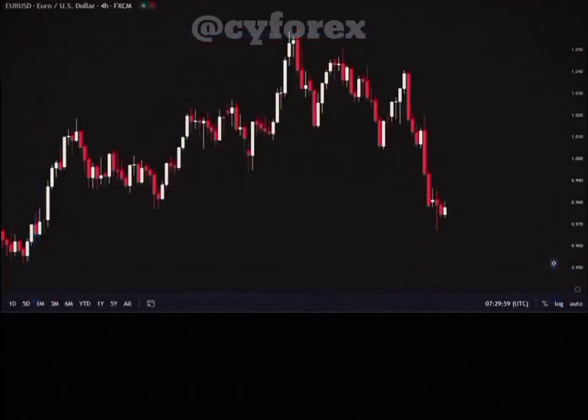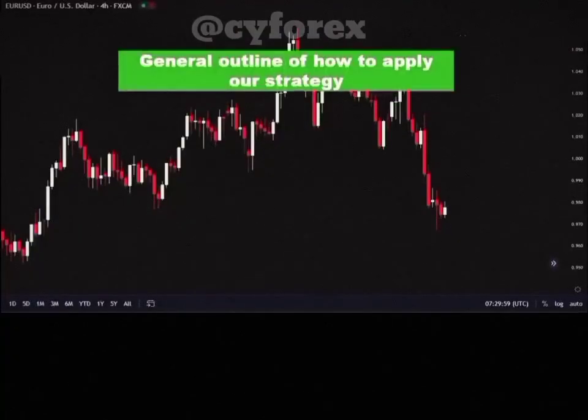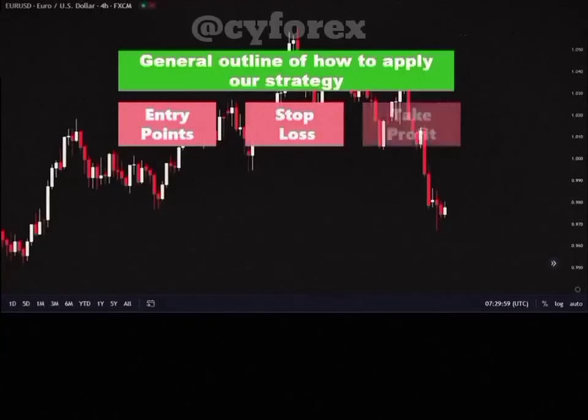Hence, we obtained a general outline of how to apply this strategy. But before applying these steps to the price chart, let's have a brief overview of the entry points and how to set up your stop loss and take profit margins in this trading strategy. So, let's start by explaining the entry method.